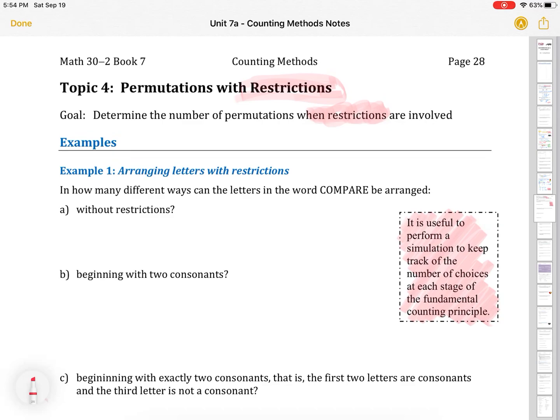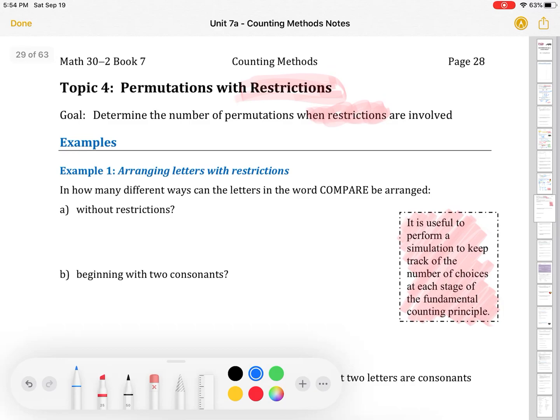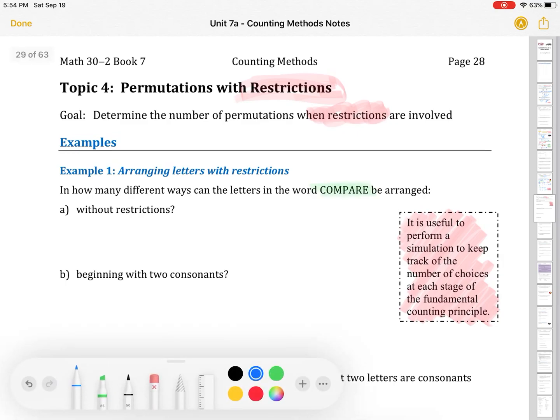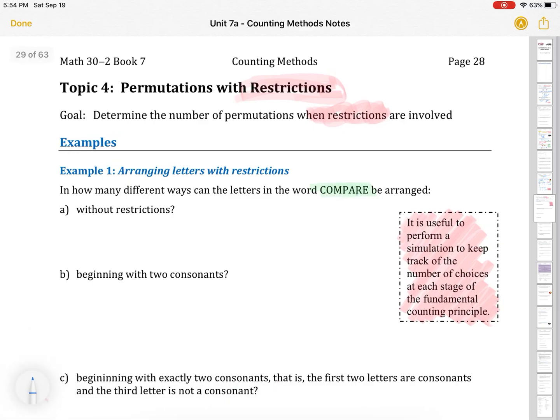It's useful sometimes to perform a simulation to keep track of the number of choices at each stage. You can do some simulations to try some things out to get a sense of it. Sometimes that can be useful. But let's look at this word compare. We've got to see how many letters we have. C-O-M-P-A-R-E. 1, 2, 3, 4, 5, 6, 7.